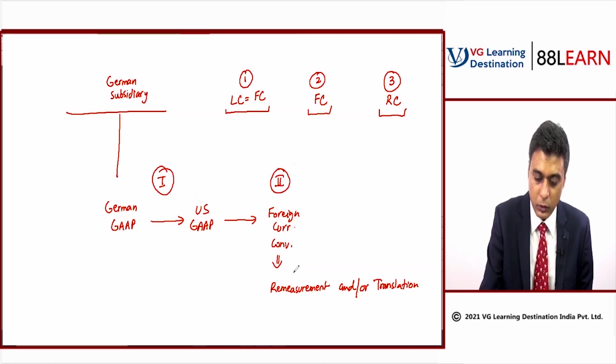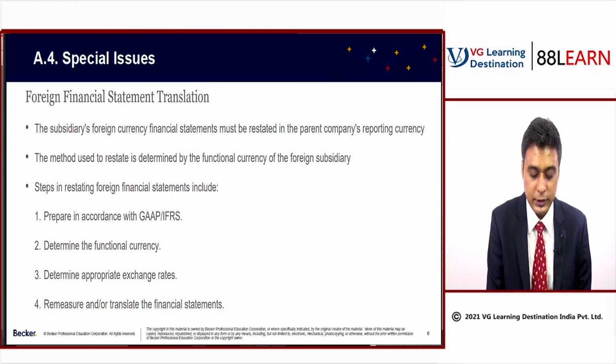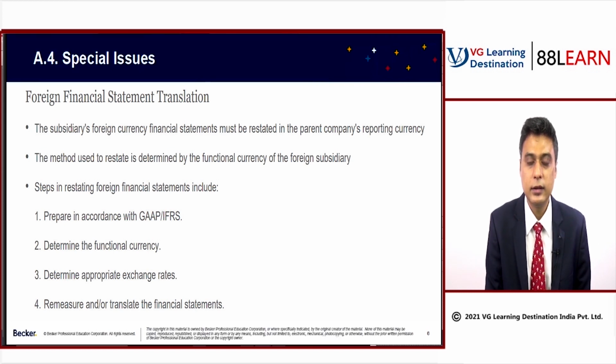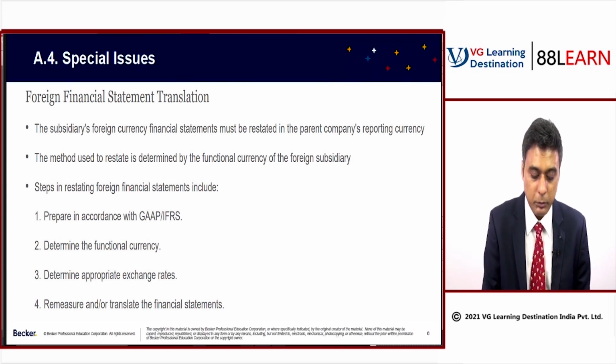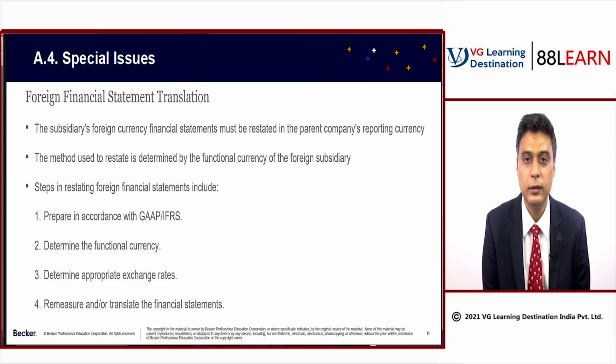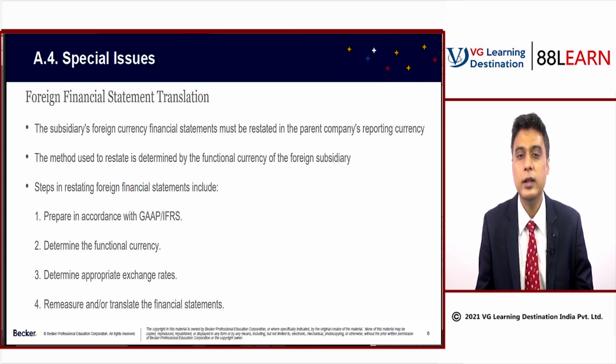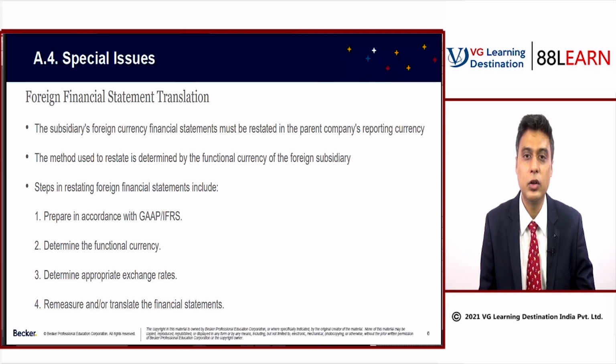Okay, let's get into the material now. So if you look here, it says the subsidiary's foreign currency financial statements must be restated in the parent company's reporting currency. So our ultimate objective is to convert the foreign financial statements, which are prepared in the foreign currency, to the parent's reporting currency. The method used to restate is determined by the functional currency of the foreign subsidiary. So what is important here is to identify whether the currency that we are talking about is the functional currency of that country or not.